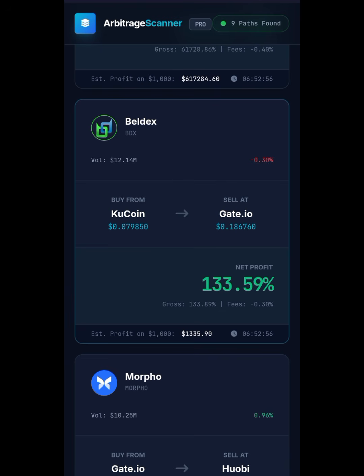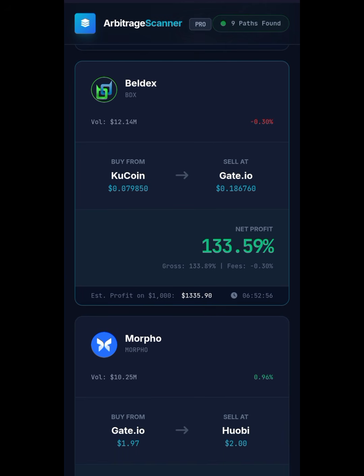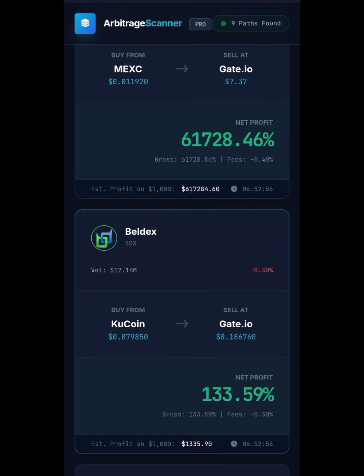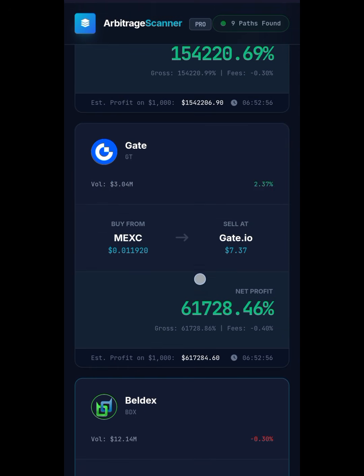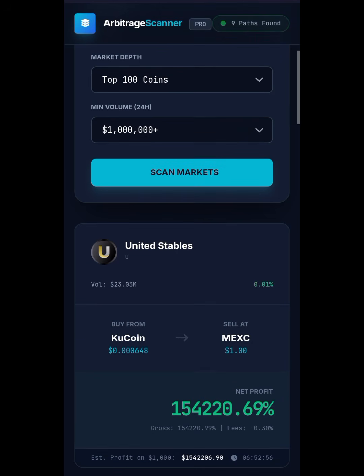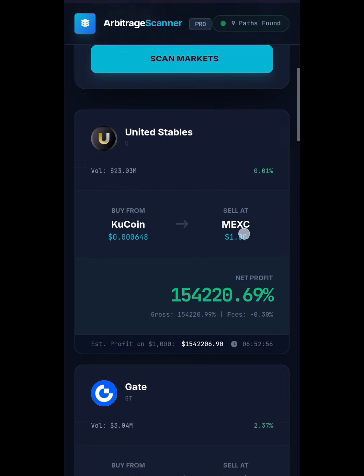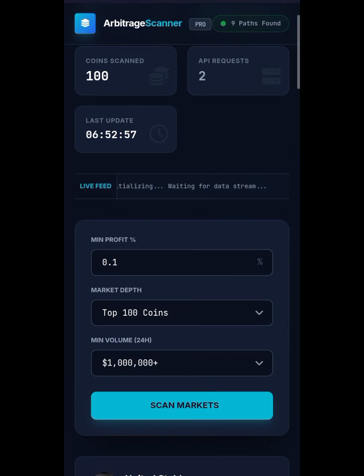Then this one is something that I cannot exploit, right, because of the price difference. You cannot actually think you can exploit a price difference of 133%. Bro, that's crazy. I mean, expected profit on $1,000 is more than $1,000. You can see it here. So there's something definitely wrong with this one. The same thing with this one. So United Stables, this is a stable coin. I don't know why it's exploitable anyways.